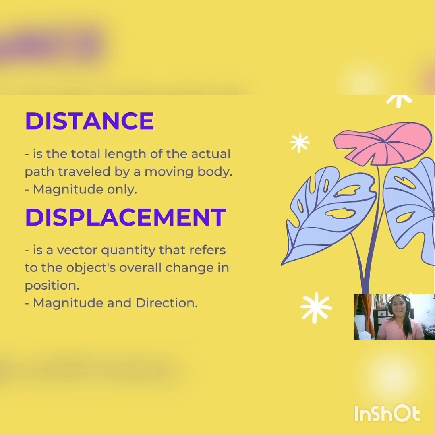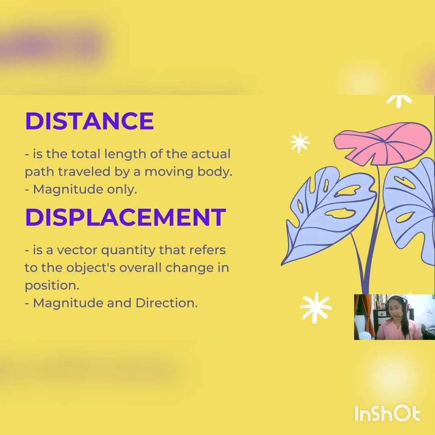meters. While displacement is a vector quantity that refers to the object's overall change in the position. So there are two factors that you need to consider here, the magnitude and the direction. So for you to be able to distinguish which is a distance and a displacement, there are a few things to remember. Number 1, distance is a scalar quantity while displacement is a vector quantity. Distance only refers to the magnitude while displacement refers to the magnitude and the direction.